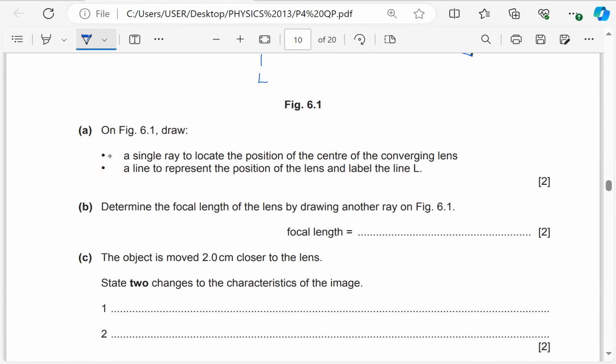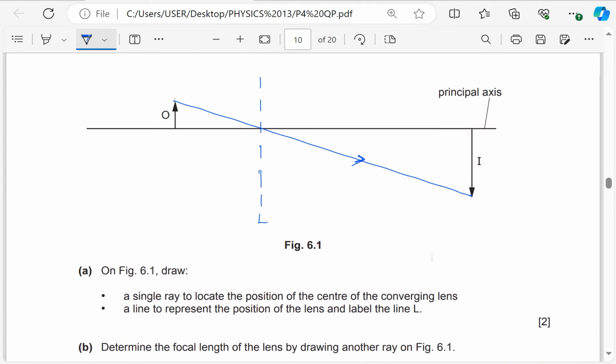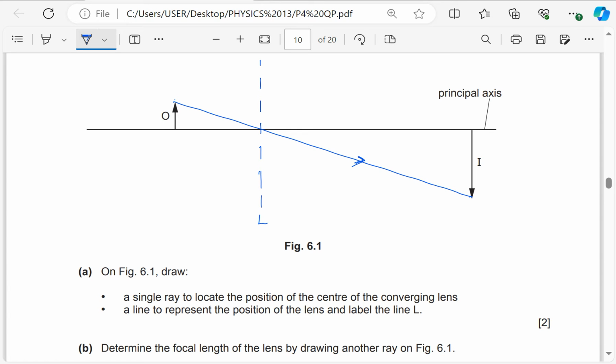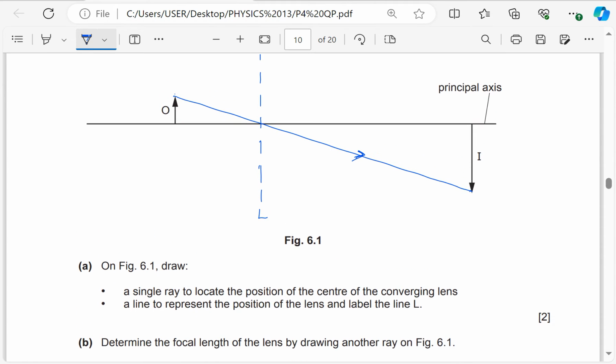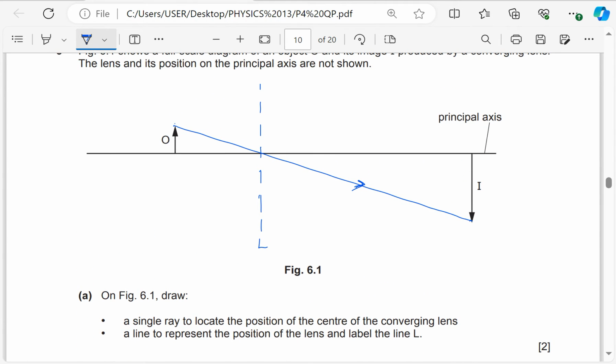Determine the focal length of the lens by drawing another ray on the figure 6.1. So to find the focal length, I know that rays parallel to the principal axis are deviated through the principal focus. So I'm going to draw a ray from the object parallel to the principal axis. I'm going to try as much as possible to make it parallel.